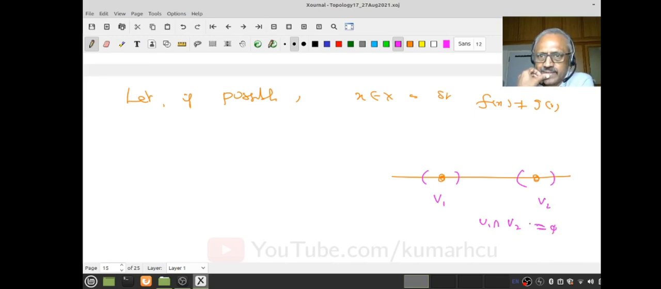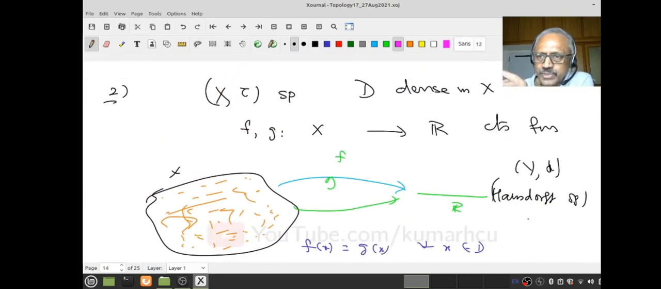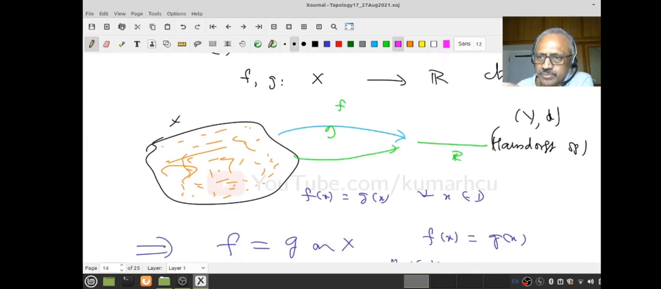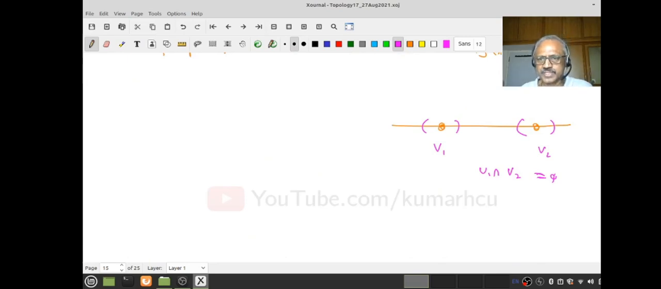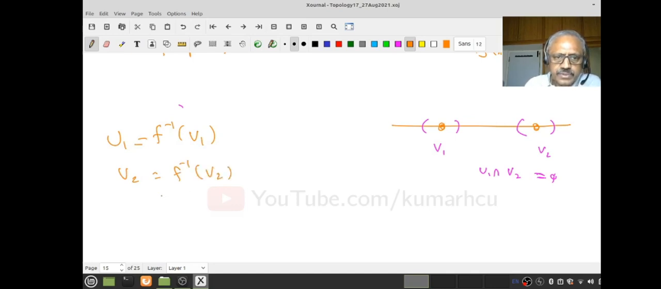Can I do that? Now you can see that is where I am using it's R, but I can also use any metric space, or I can use what is known as a Hausdorff space. If two distinct points are given, I can separate them by means of open sets. At least in the case of R, it's very clear, right? You had already seen such an example. Now what do I know? I know f inverse of V1, that is U1, and f inverse of V2, these are open because f is continuous.